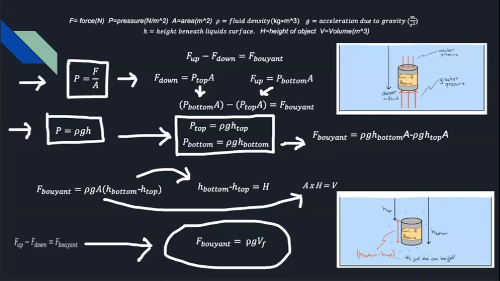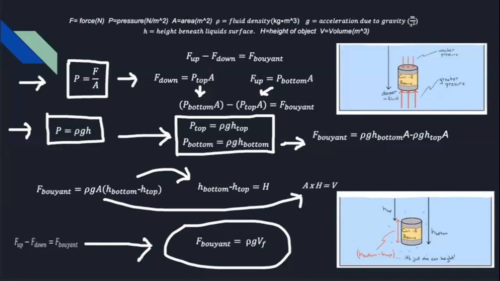Now finding the pressure for the top and bottom of the can, the pressure on the top is equal to the fluid density times gravity times the height from the surface to the top of the can. For the pressure on the bottom, we have fluid density times gravity times the height to the bottom of the can. Plugging these all in, we get fluid density times gravity times height to the bottom times area minus fluid density times gravity times height to the top times area, equaling our buoyant force.